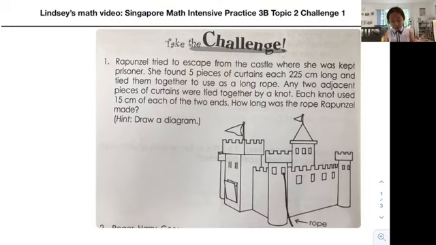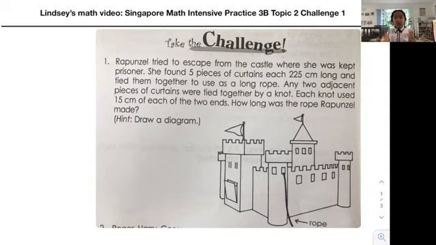Let's read it first. Rapunzel tried to escape from the castle where she was kept as prisoner. She found 5 pieces of curtains, each 225 centimeters long, and tied them together to use as a long rope. Any 2 adjacent pieces of curtains were tied together by a knot. Each knot used 15 centimeters of each of the 2 ends. How long was the rope Rapunzel made? Hint, draw a diagram.